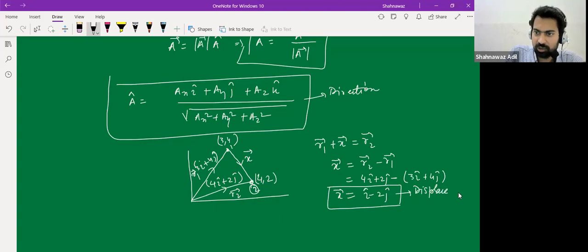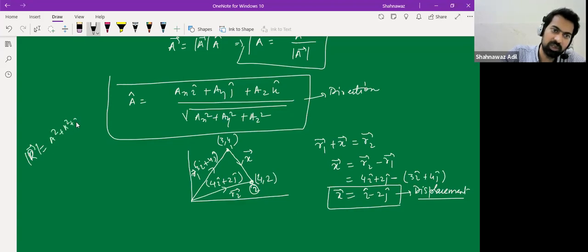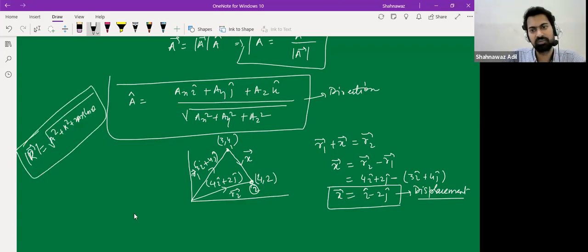Only this much we will need to derive Coulomb's law in vector form, right? There is also the parallelogram law, where your magnitude is the square root of a square plus b square plus 2ab cos theta. But we will learn this when we need that part.